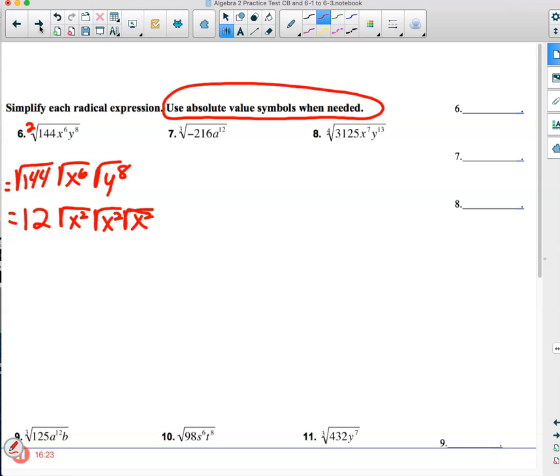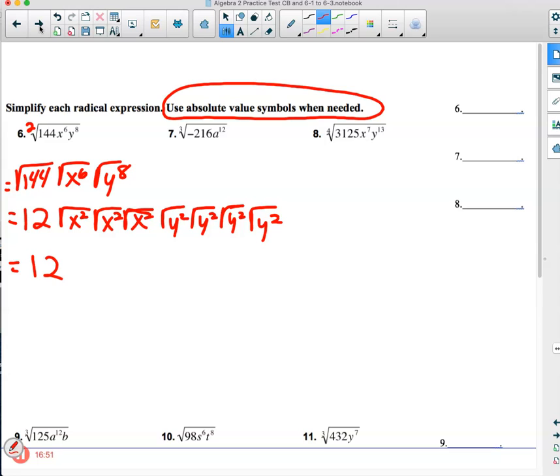So we'd have the square root of x squared, the square root of x squared, and the square root of x squared. Because if you add 2 plus 2 plus 2, you get the 6. And when you multiply similar bases, that's what you're supposed to do. And then for the y's, square root of y squared, square root of y squared, square root of y squared, square root of y squared. So those are perfect squares. And 2 plus 2 plus 2 plus 2 is 8.